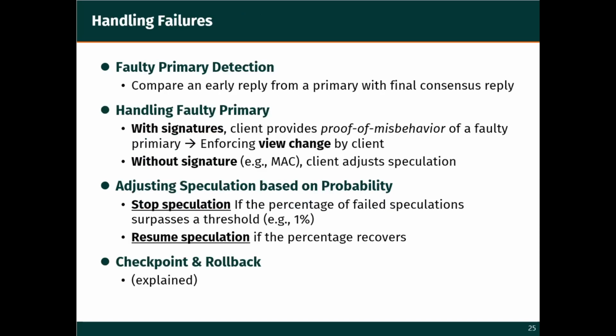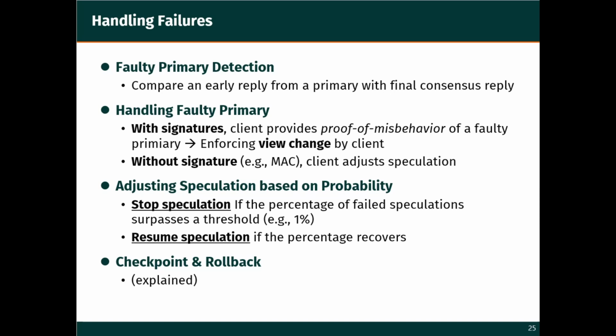Handling failures. First, detecting a faulty primary is performed when the client compares an early reply from the primary with the final consensus reply. And handling a faulty primary can be divided into two cases. The first case is signature-based communication, in which the client can provide a proof of misbehavior of the faulty primary. This information can be used to enforce a view change by the client. And the second case is non-signature-based communication such as MAC. In this case, the client adjusts speculation.